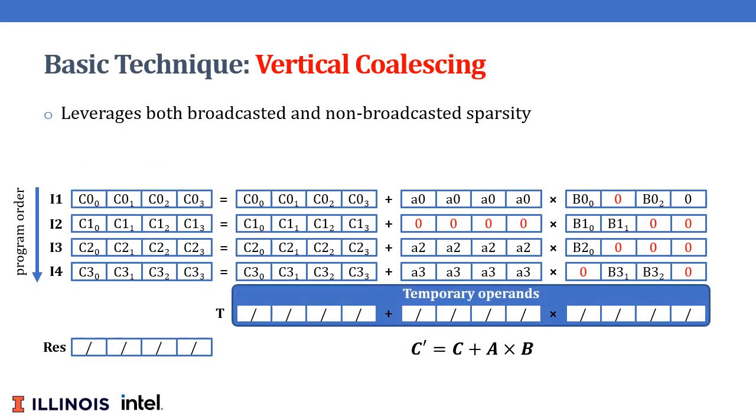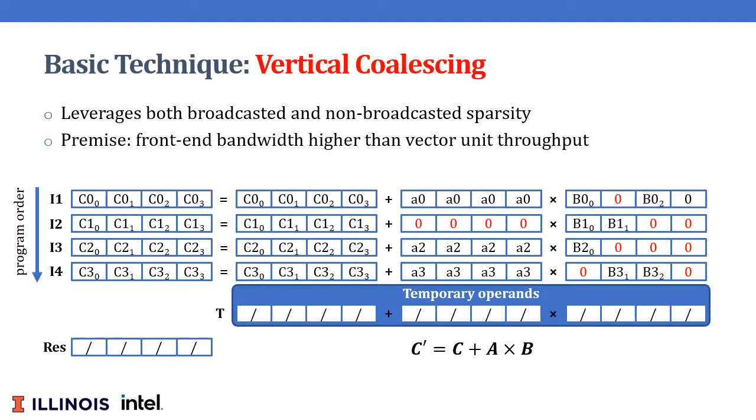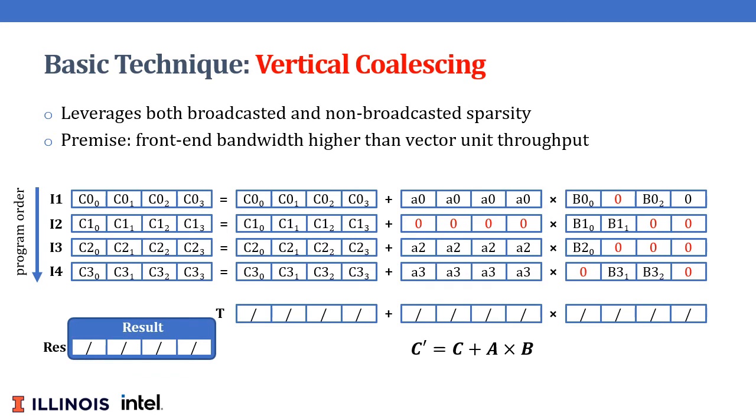Vertical coalescing takes effectual lanes from the instructions and assembles the temporary operands T. This is feasible when the front-end bandwidth is higher than the throughput of the vector unit, so that the reservation station is filled with vector instructions. This is common when executing GEMMs on desktop and server CPUs. Res contains the computation result from the vector unit.